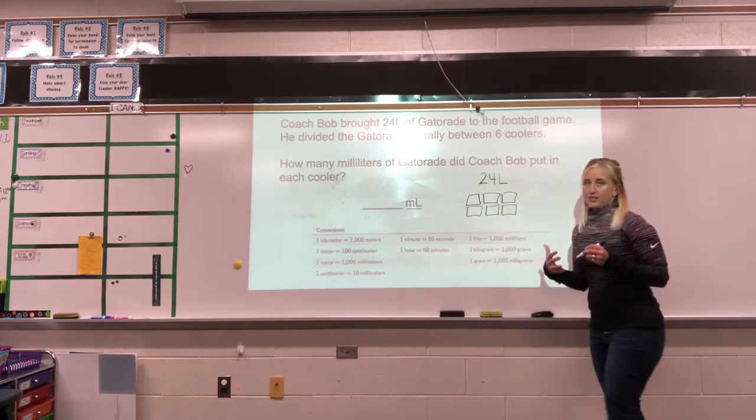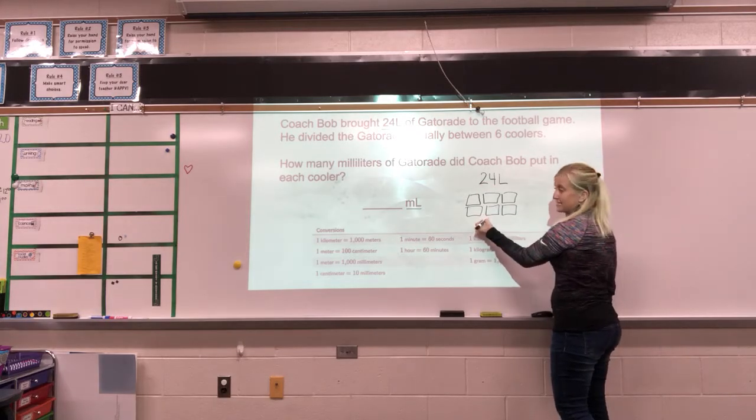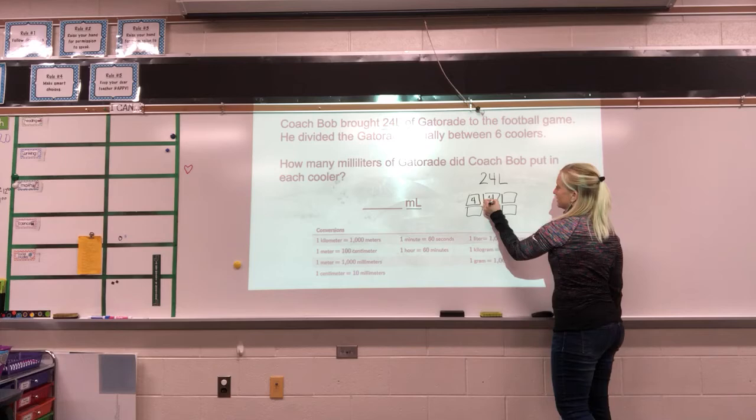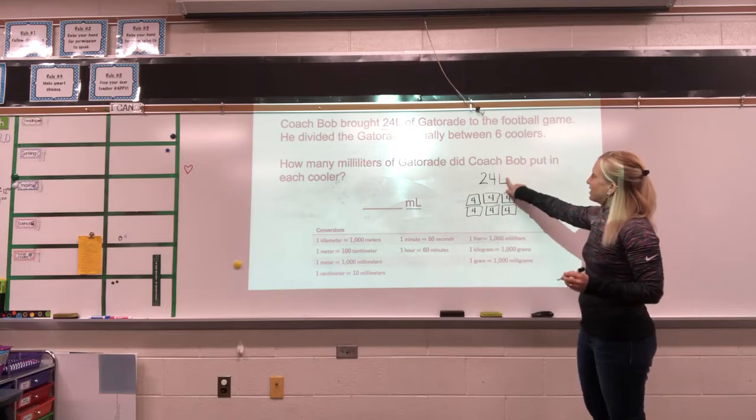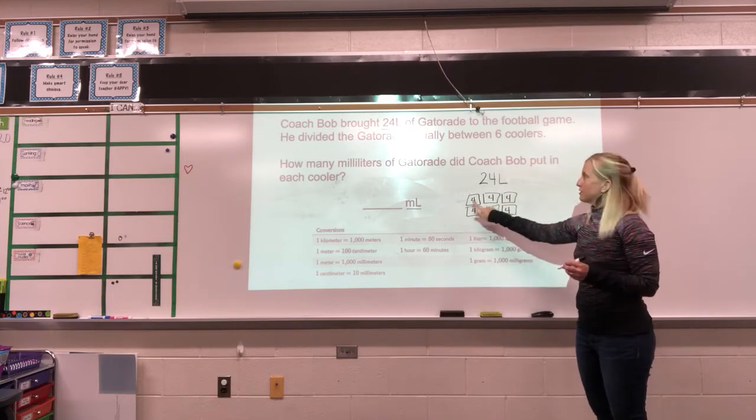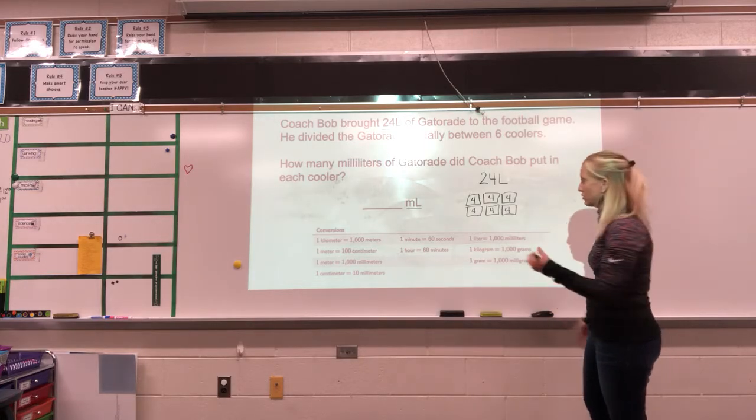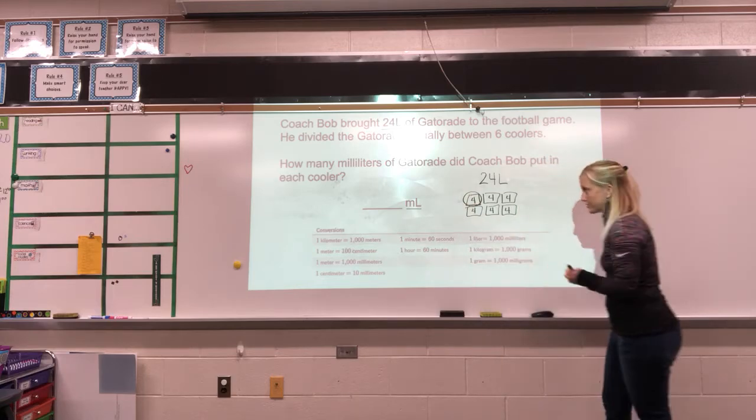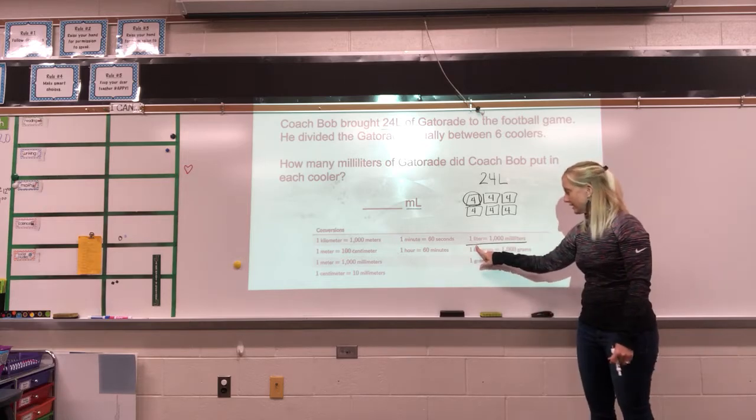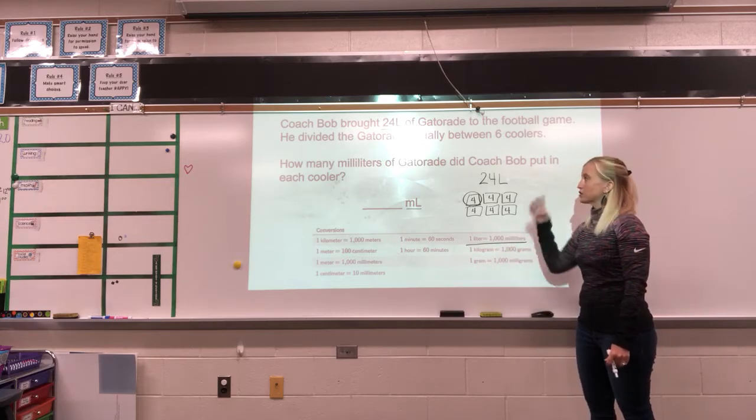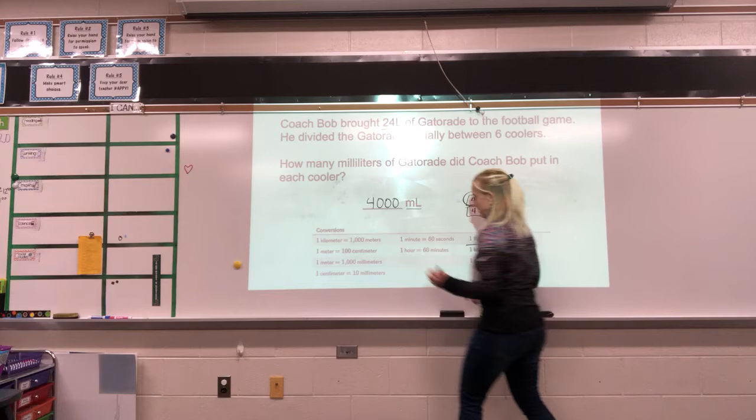Okay, so the first thing I want to do is figure out how many liters are going in each cooler. So 24 divided by 6 is going to give me 4 liters in every single cooler. If he divided that 24 liters into 6 coolers, that's going to be 4 liters in each cooler. Now it says how many milliliters are in each cooler. Well, if there's 4 liters, how many milliliters is that? I can go down here and look and say, 1 liter is 1,000 milliliters. So 4 liters is going to be 4,000 milliliters.